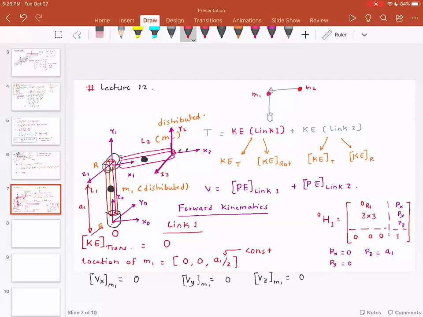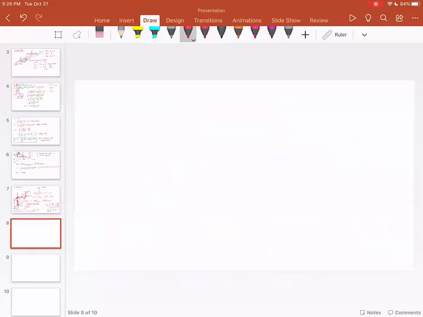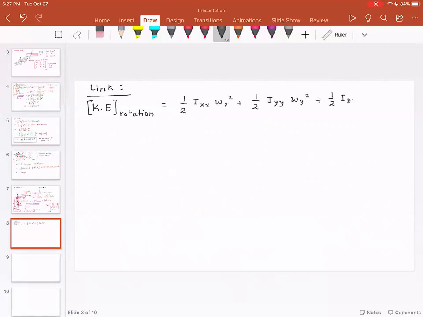Now I want to go a step further. We will continue our analysis on link one. We are still on link one. I want to find out the kinetic energy of rotation. Kinetic energy of rotation for link one is given as 1/2 Ixx omega x square plus 1/2 Iyy omega y square plus 1/2 Izz omega z square. Now the question is, where do we get omega x, omega y, and omega z?